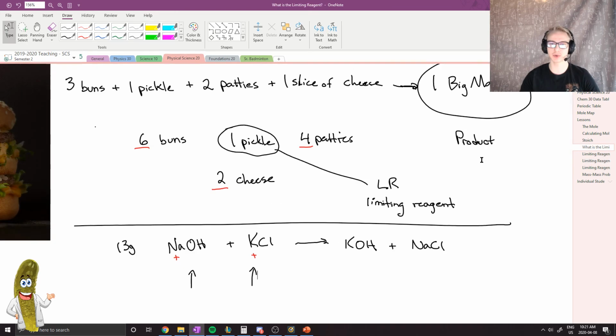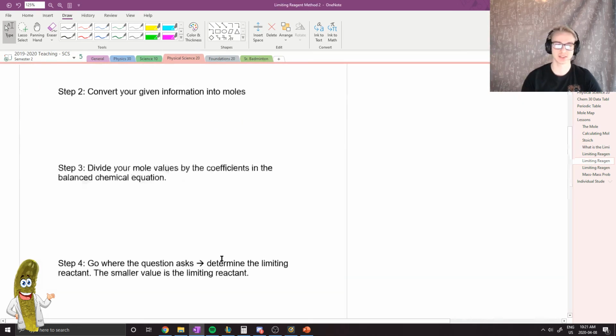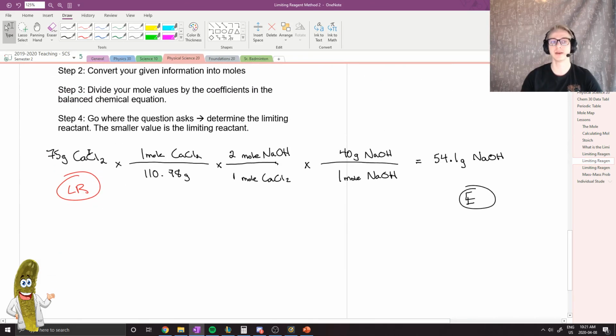So that was like when we were looking at our Big Mac example. And yes, I have bonus cheese, bonus buns, bonus patties, but I only have one pickle. So I am limited by the number of pickles I have. Same as this question here, I am limited by the amount of calcium chloride that I have.